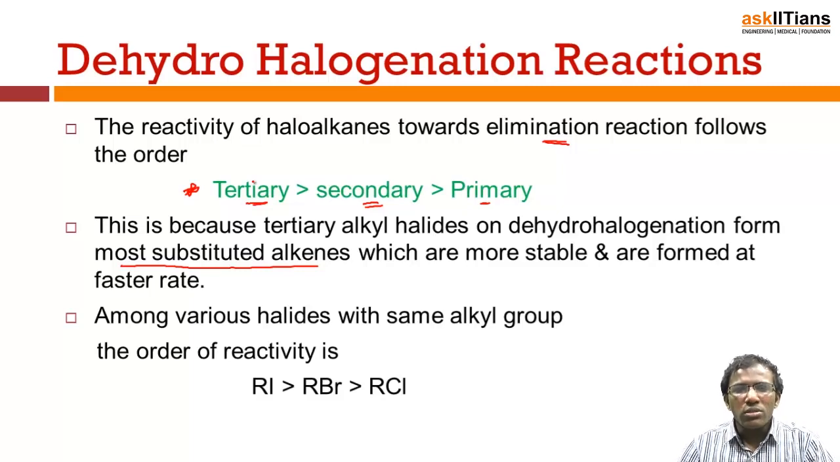And among the various halides with the same alkyl group, if I don't vary the alkyl group and vary only the halogen atom, then the order of reactivity is as follows. R may be methyl, or tertiary butyl, or isopropyl group. Alkyl iodide is more reactive because of the low bond dissociation energy of the C-I bond. That's why it readily breaks and easily undergoes the reaction.